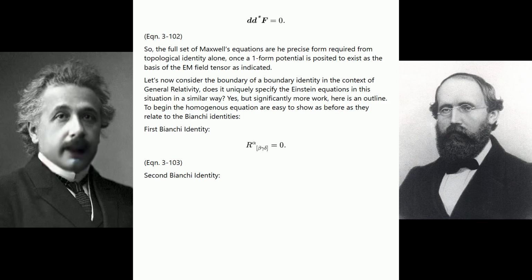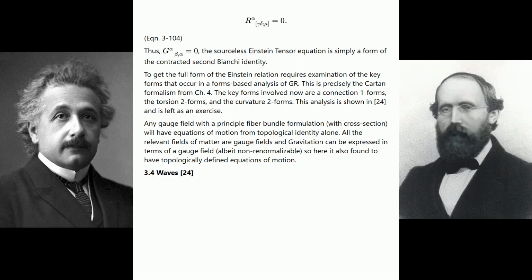Let's now consider the boundary of a boundary identity in the context of general relativity. Does it uniquely specify the Einstein equations in this situation in a similar way? Yes, but significantly more work. Here is an outline. To begin, the homogeneous equations are easy to show as before as they relate to the Bianchi identities. First Bianchi identity, equation 3-103. Second Bianchi identity, equation 3-104. Thus, G sub beta alpha to the alpha equals 0, the sourceless Einstein tensor equation, is simply a form of the contracted second Bianchi identity.